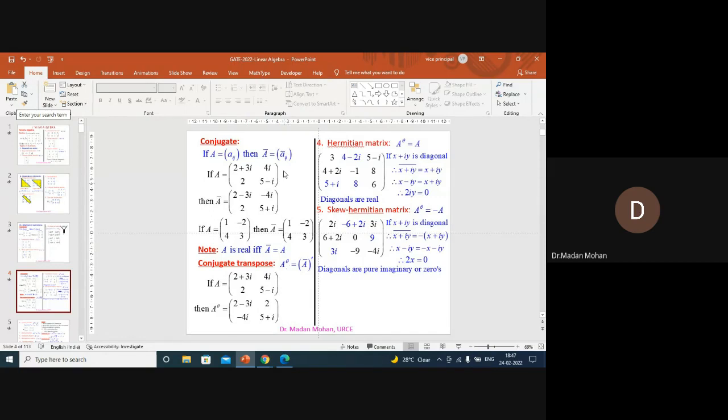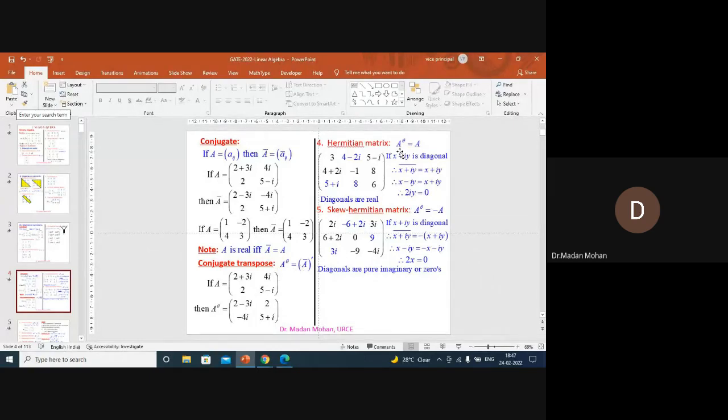Next, another operation, conjugate transpose. We denote it with A power theta. Conjugate and then transpose. For example, A is this one, the same matrix I have taken. Its conjugate is this one. Then transpose. We denote it with A power theta. Or you can take transpose and then conjugate. It remains the same.